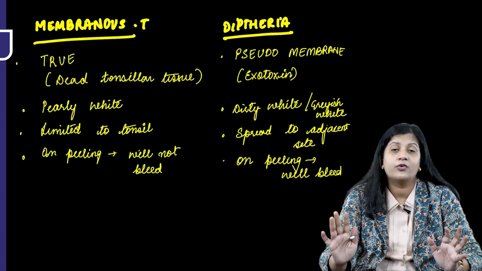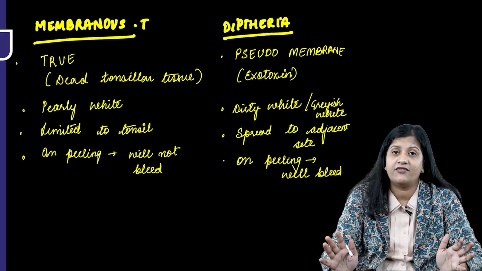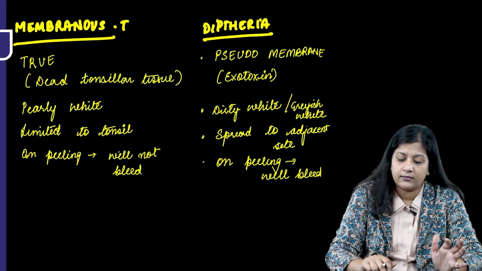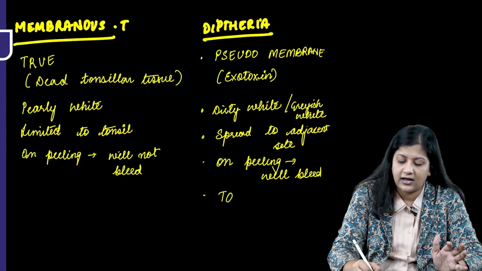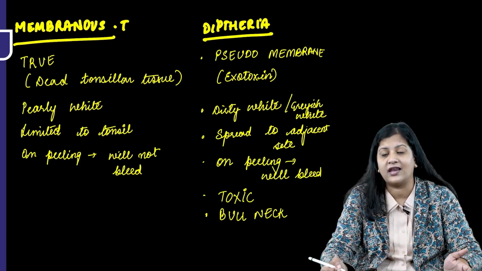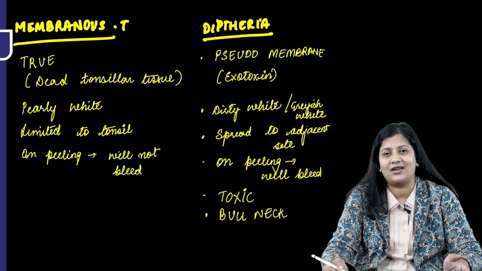In both of them, you will have fever, you will have lymphadenopathy, but toxic features and bull neck are features of diphtheria. So in diphtheria, you will see toxic features, you will see bull neck. These are diagnostic hallmarks in diphtheria, which you don't see in membranous tonsillitis.